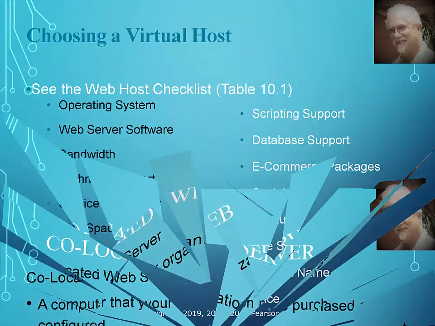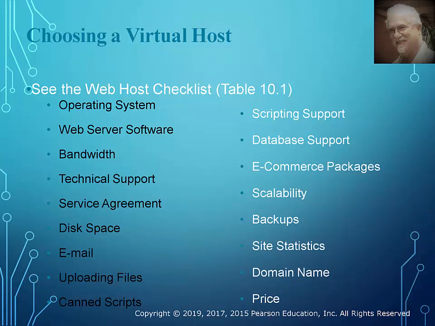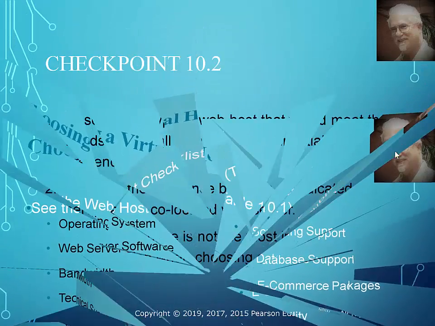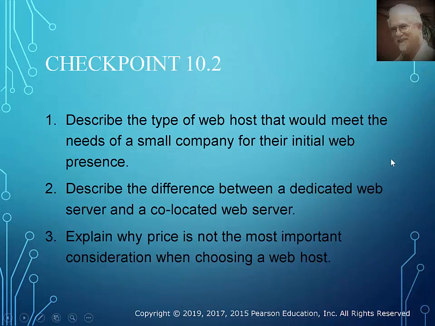They have better expertise. The things you need to be considering, and this is also in your textbook, I think table 10.1, are things like the operating system, the web server software, bandwidth, technical support, any service agreement, disk space, how many emails you get, how fast the bandwidth is uploading, downloading files, canned scripts that you can use, and so on. This is really important. And of course, price, right? Don't forget price. You do have limitations on money.